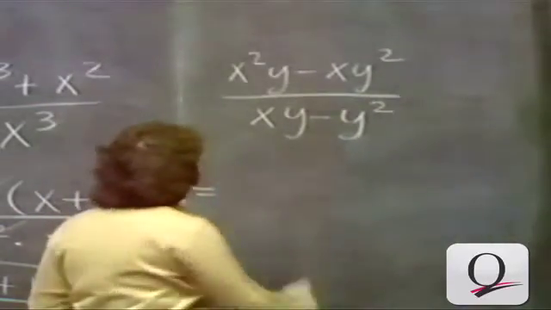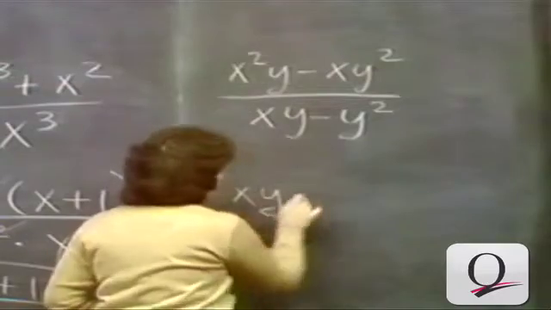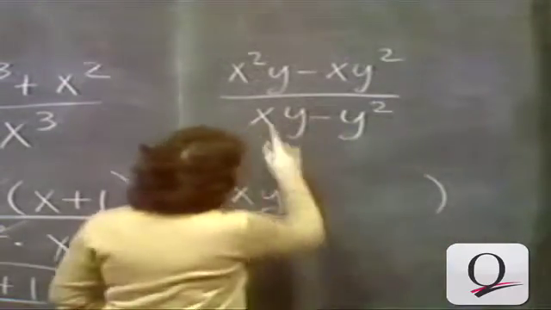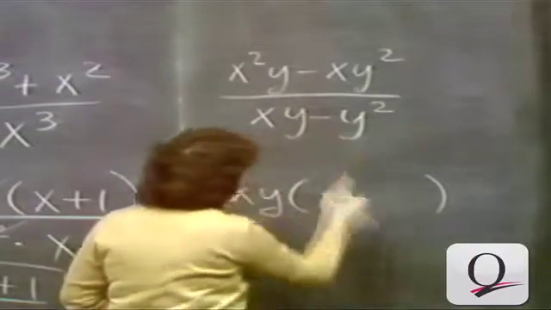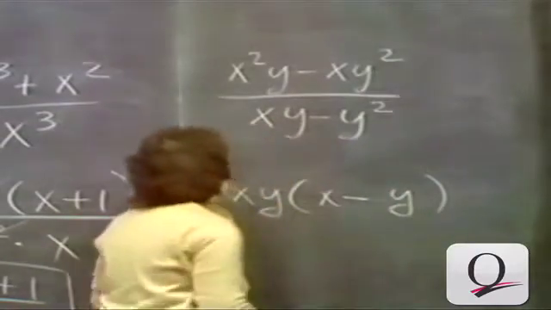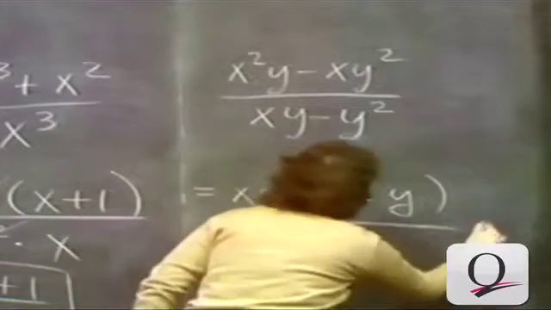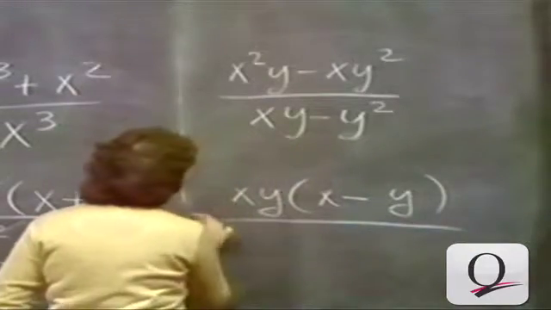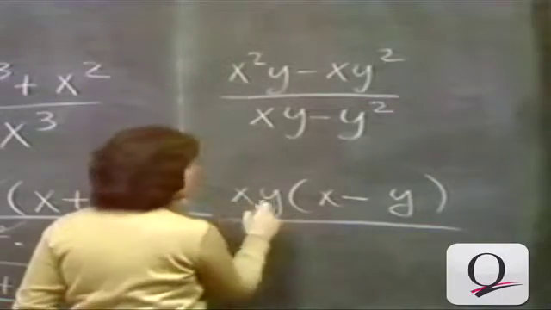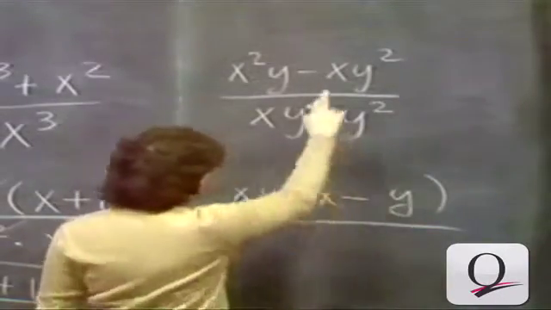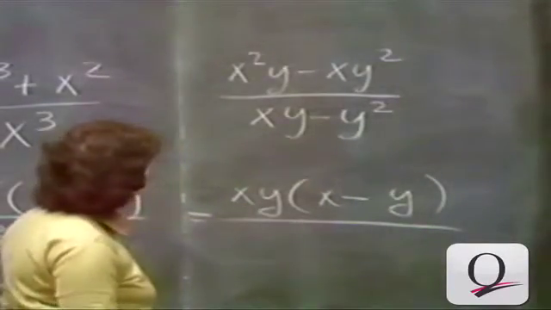Well, we see that they have xy in common. In the first term, we're left with an x, then take away, in the second term, we're left with the y. Notice that this gives us, when you use the distributive law, x squared y minus xy squared, which is exactly what we have upstairs.